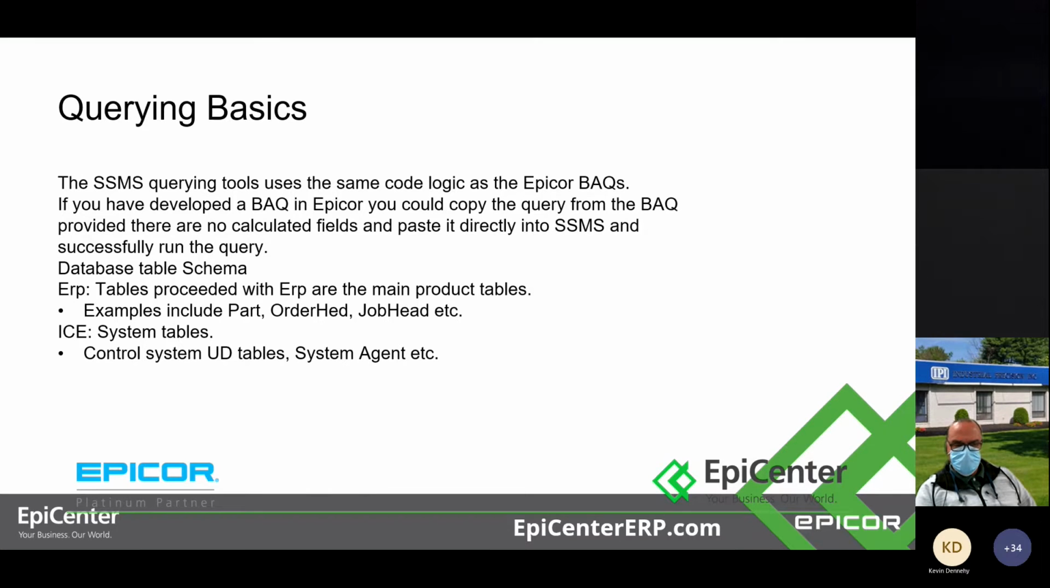So when you get onto the server, you're going to be noticing two table sets. ERP and ICE are the two table sets that you'll be noticing. ERP tables, these are your main accounts.